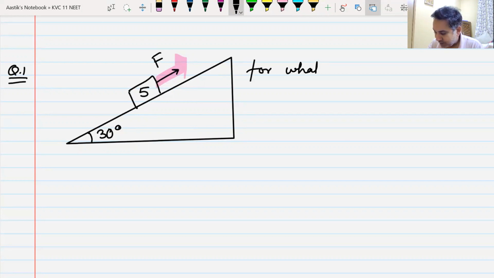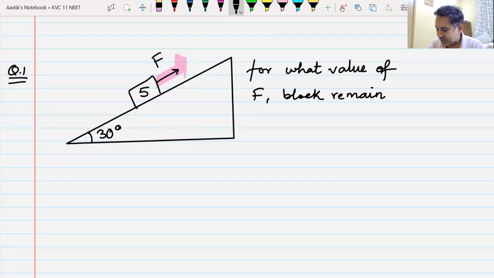For what value of F does the block remain at rest? You can take the value of g as 10 meters per second squared if you want to. I'll give you 2 minutes to solve this.